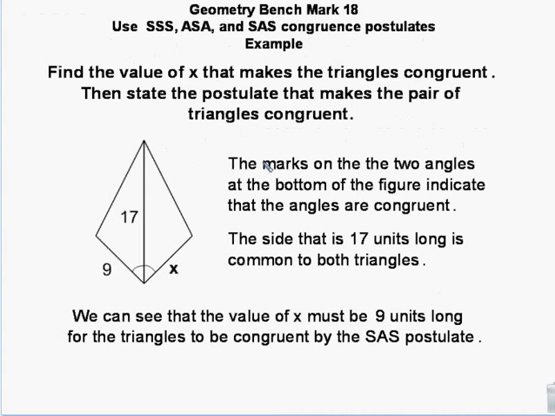Okay, so here's our example. Find the value of x that makes them congruent, and then state the postulate that made them congruent. Here I have two triangles, and for them to be congruent, I need this x over here to match this 9, so x has to be 9. And then I look to see what I have. I have side, angle, and then a shared side. So side, angle, side. Like that.